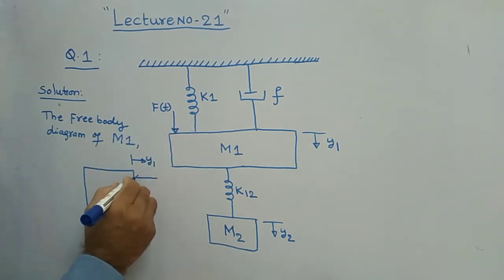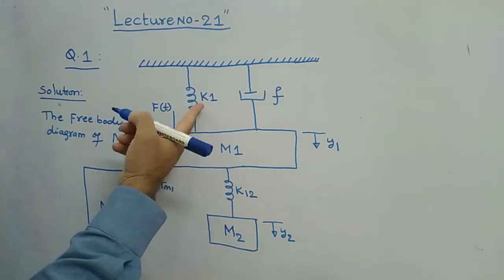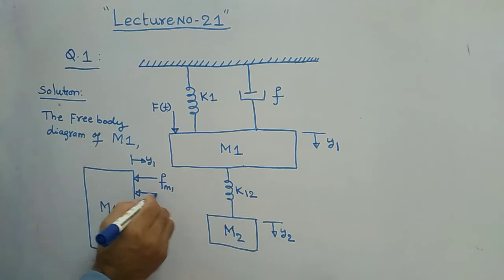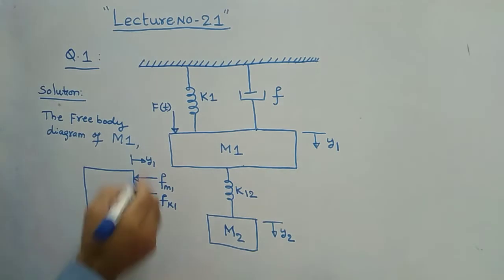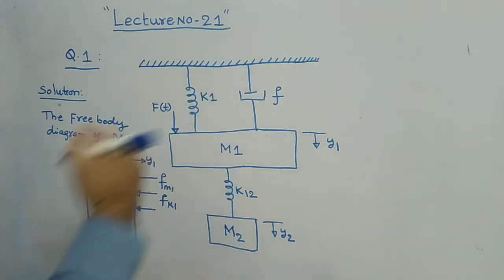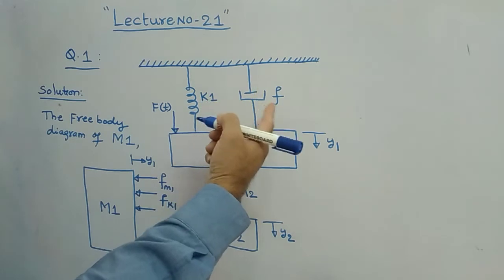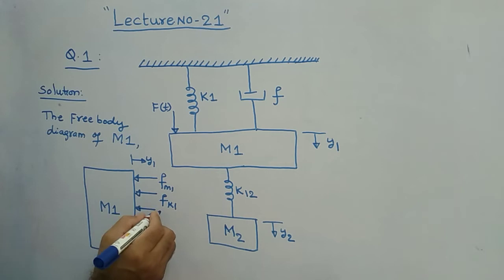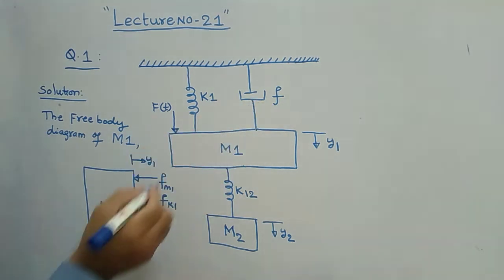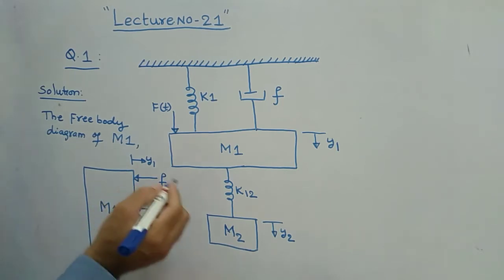First of all, the force with respect to the mass element. Next, the force with respect to K1, that is F suffix K1. And next, the force with respect to F, that is the dash pot actually, but in this problem it is represented by F. Sometimes it could also be represented with the letter capital B. Don't confuse. It can be represented by either capital B or sometimes small f. Here the force with respect to small f, this is your dash pot element.